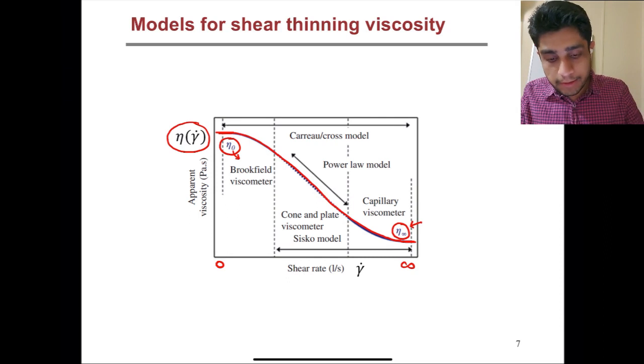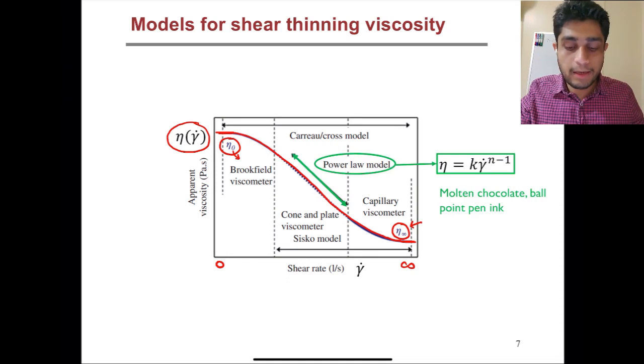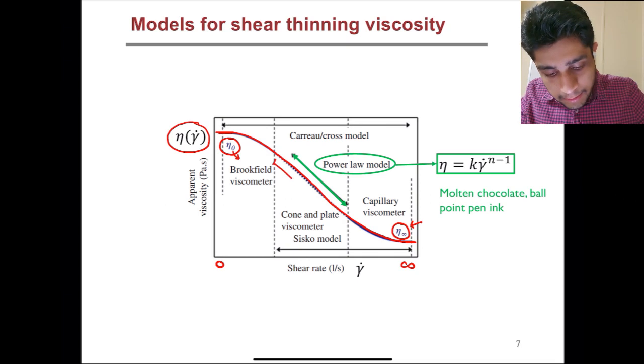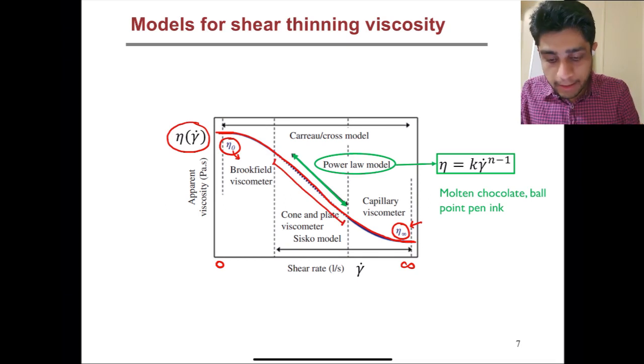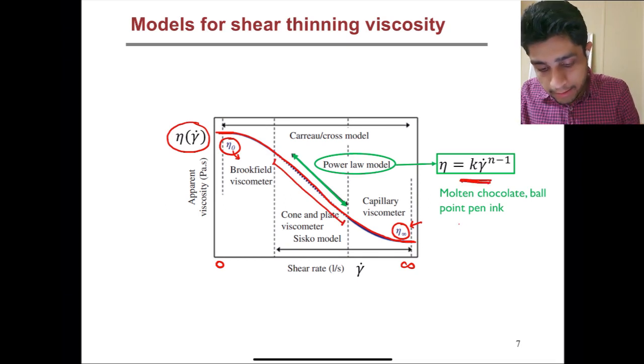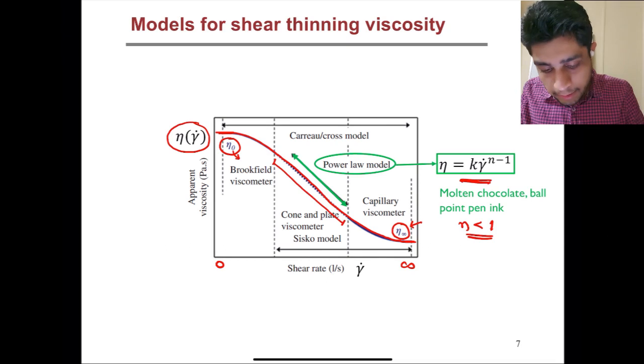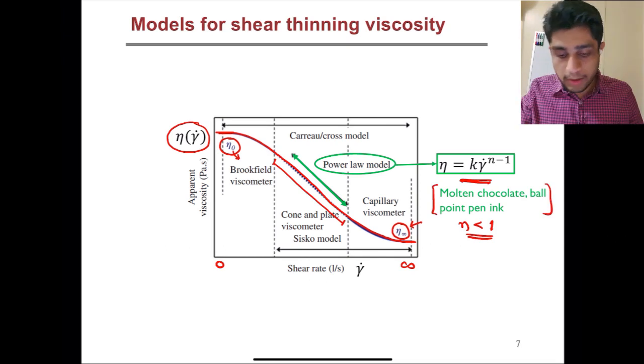One simple function is just a power law model, as I discussed before, where it approximates this reduction by a power law like this. Here n is less than 1, which basically tells us that it is a shear thinning fluid, and this model is usually applicable to molten chocolate or your ballpoint pen.